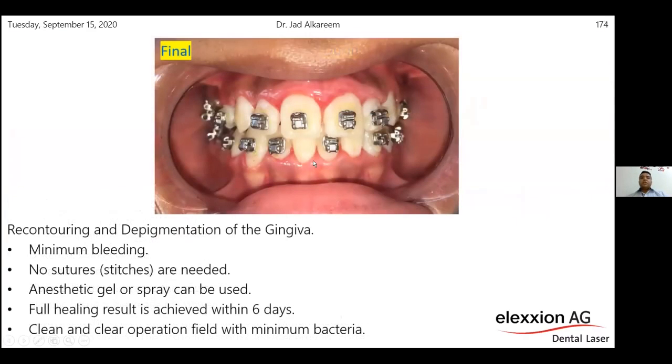Here is the final result after 6 days. In this case, the anesthesia was topical anesthesia gel on the gingiva, so there was no need to inject anesthesia at all.